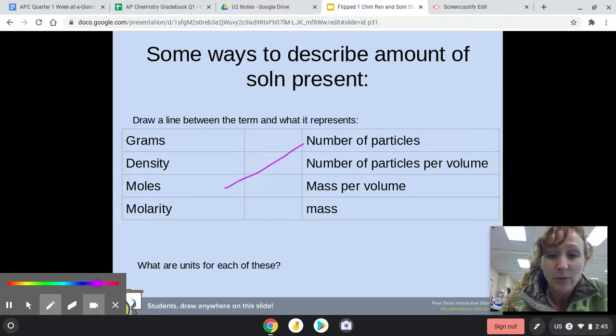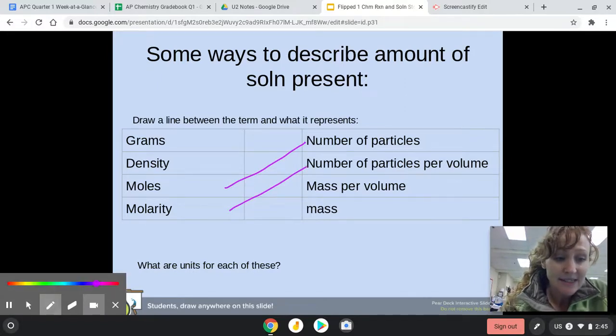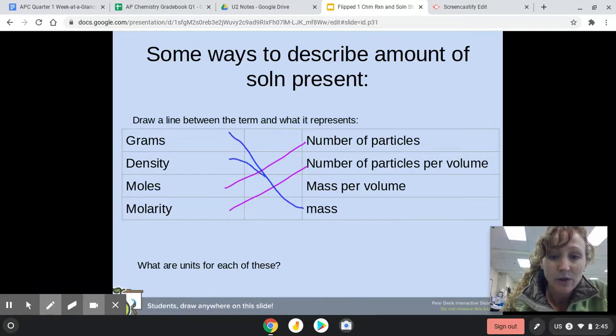Moles is a number of particles. Molarity is a number of particles per volume. Grams is your mass. And then density is your mass per volume.